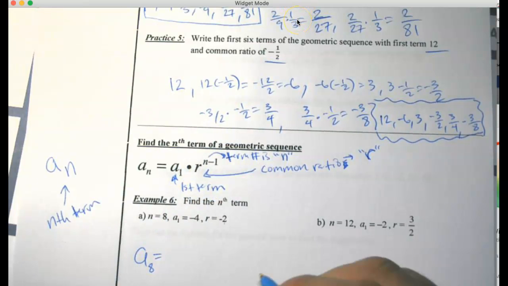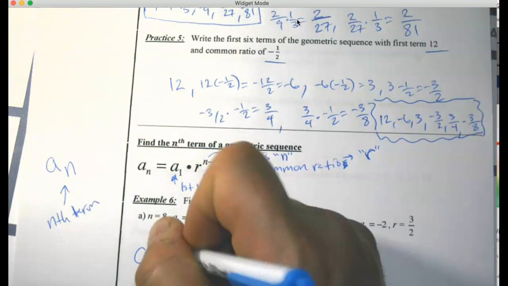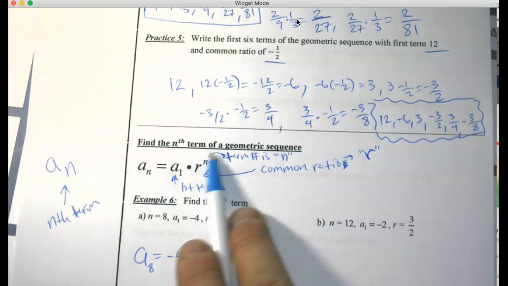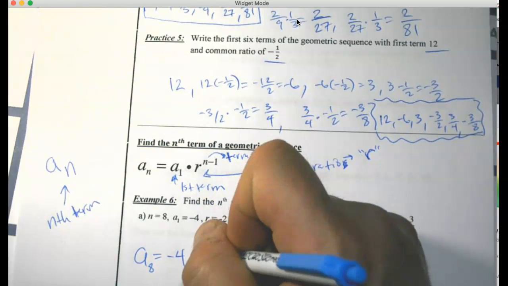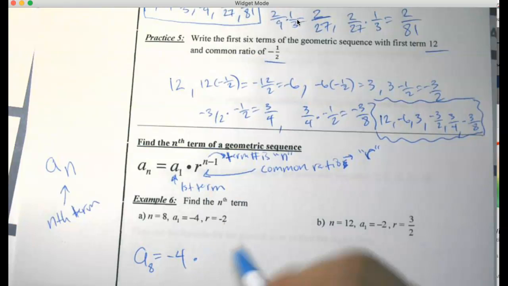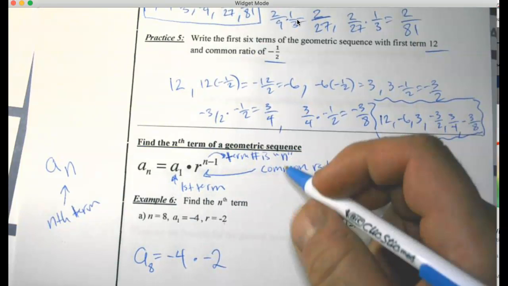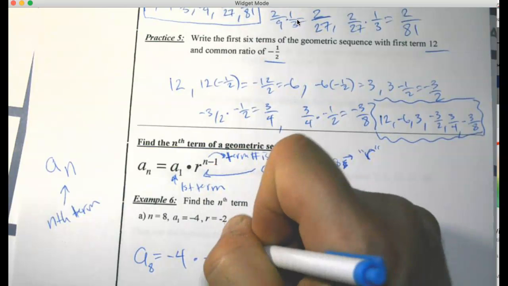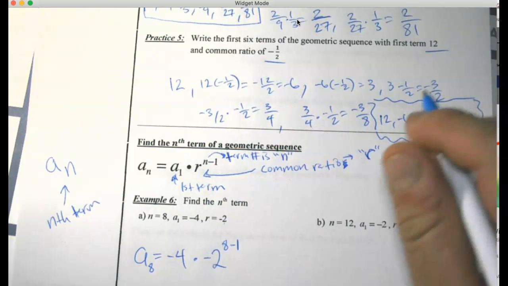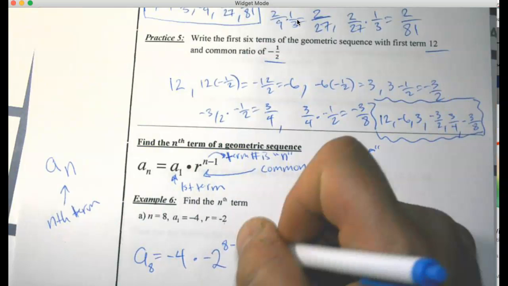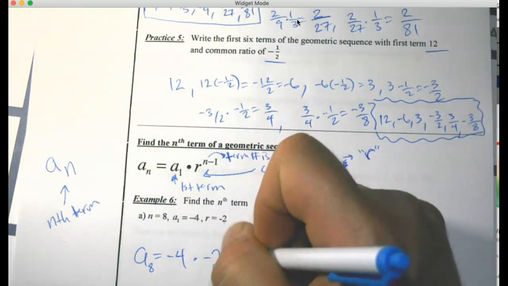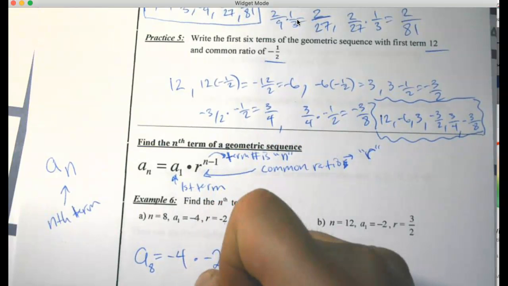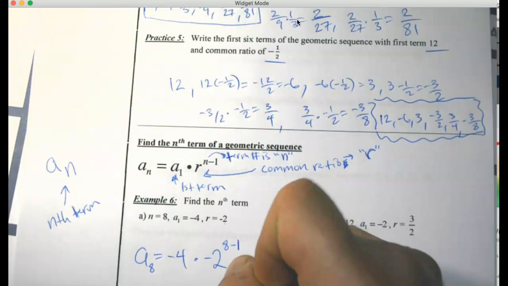And then a sub 1 is here, right? It's -4 times r to the... Oh, one thing you want to make a note of, this is raised to a power. R to the power of -1, so r is -2. And I'm going to raise that to the power of n minus 1. Remember, n was 8, so 8 minus 1. You guys could probably do this in your head, right? 8 minus 1 is 7, so I'm going to raise -2 to the 7th power on this one. -2 to the 7th power.